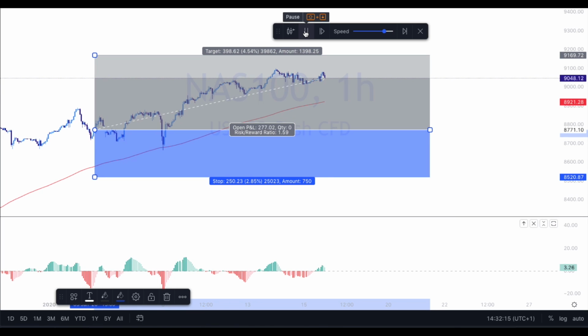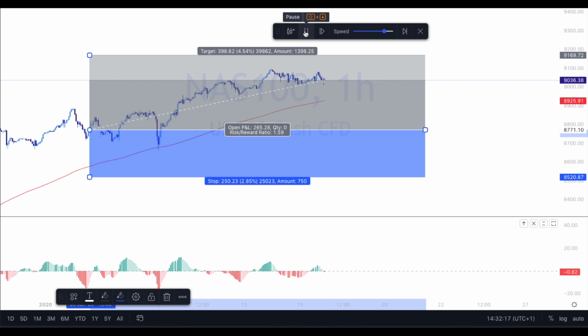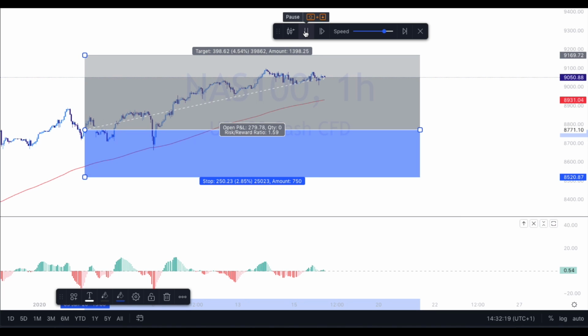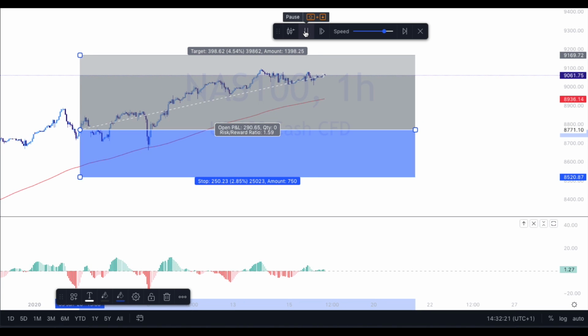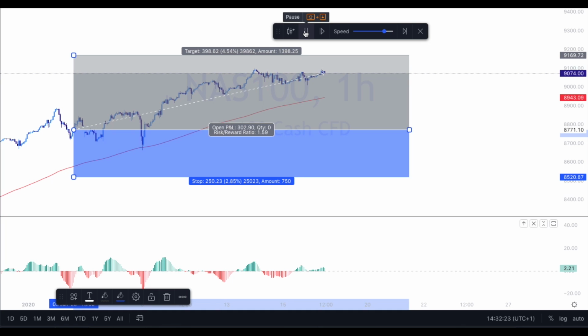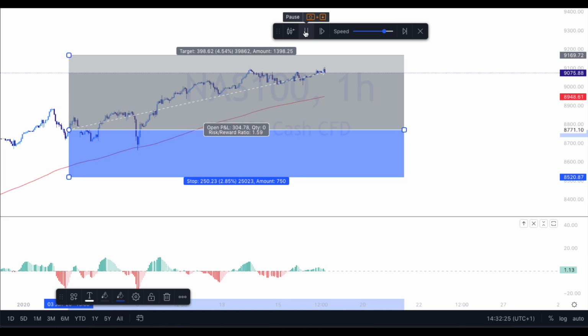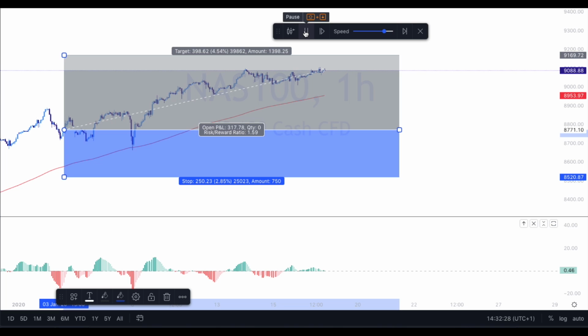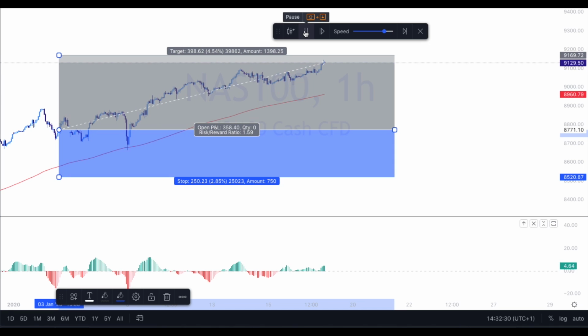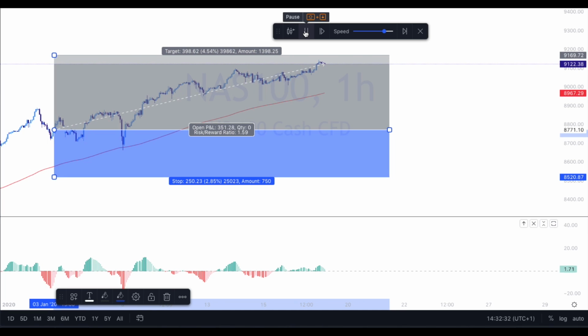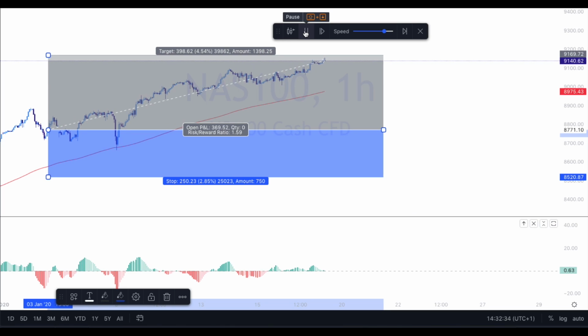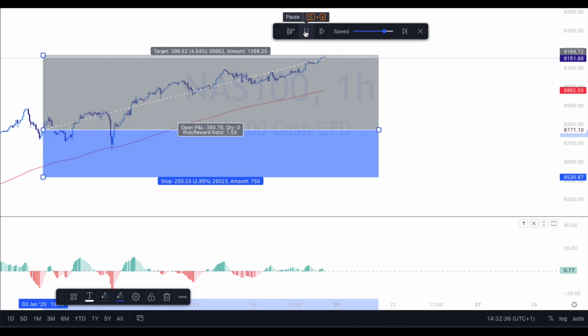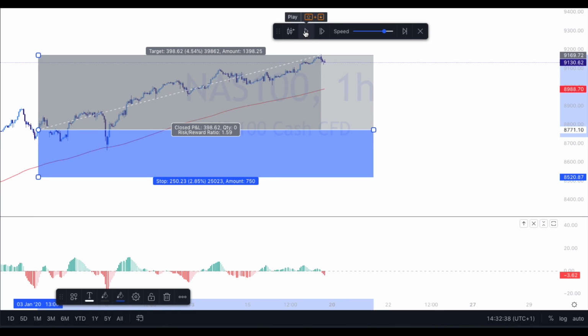Okay, so let's see. It's getting super close. Is it going to do it? Boom. And we've got a TP hit.